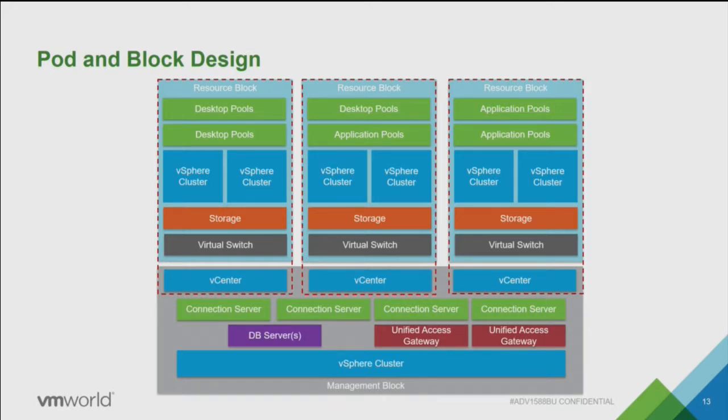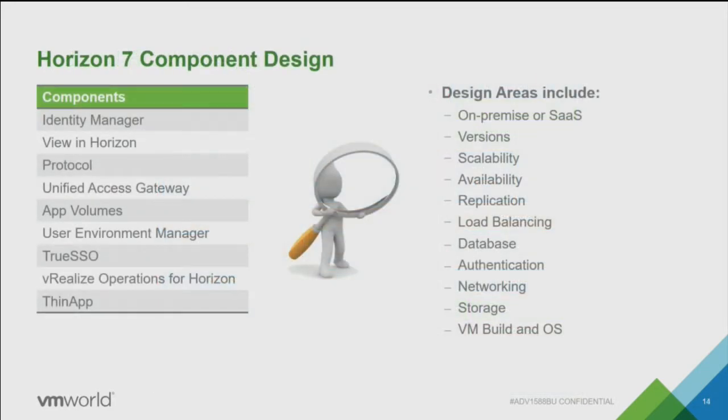If I need more than 10,000, we build another pod. And we join them together with Cloud Pod architecture. If we have 2 sites, 3 sites, we build individual pods in each site, and we join them together with Cloud Pod architecture. But we still follow the block and pod. Predictable. So once we understand those rules, then we can start building the individual components.